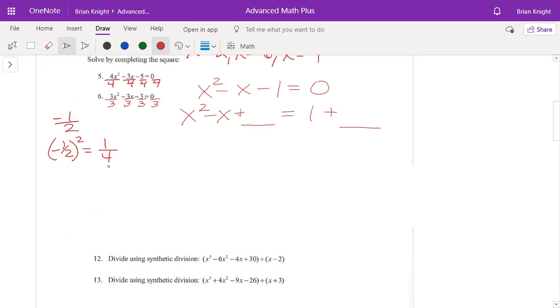I add that to both sides. I factor on the left and just add them up on the right. 1 plus 1/4 is 5/4. What two numbers multiply to be 1/4 and add up to negative 1? That's basically what you're doing here, but you don't have to think of it like that. It's always what you got when you divided b by what? By 2. So that goes in the parentheses.